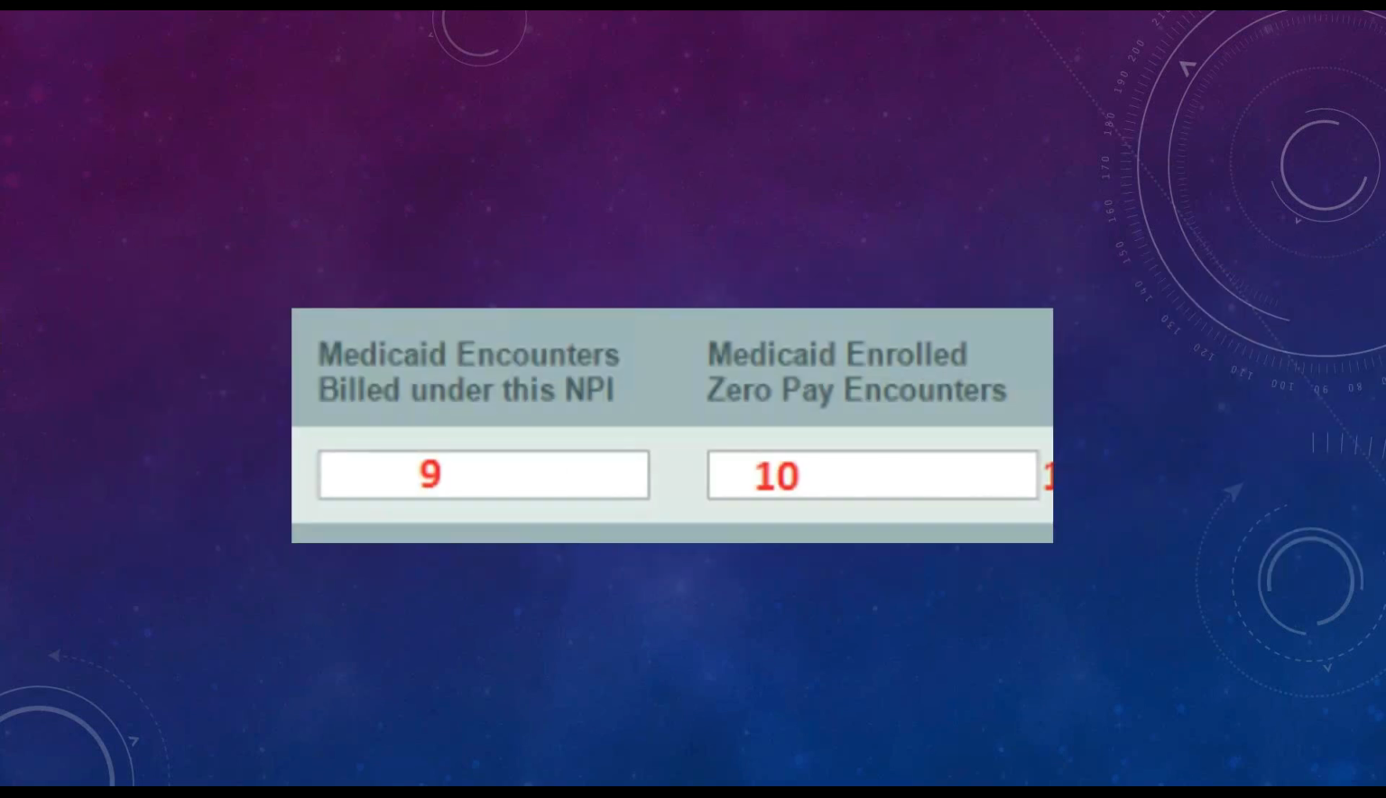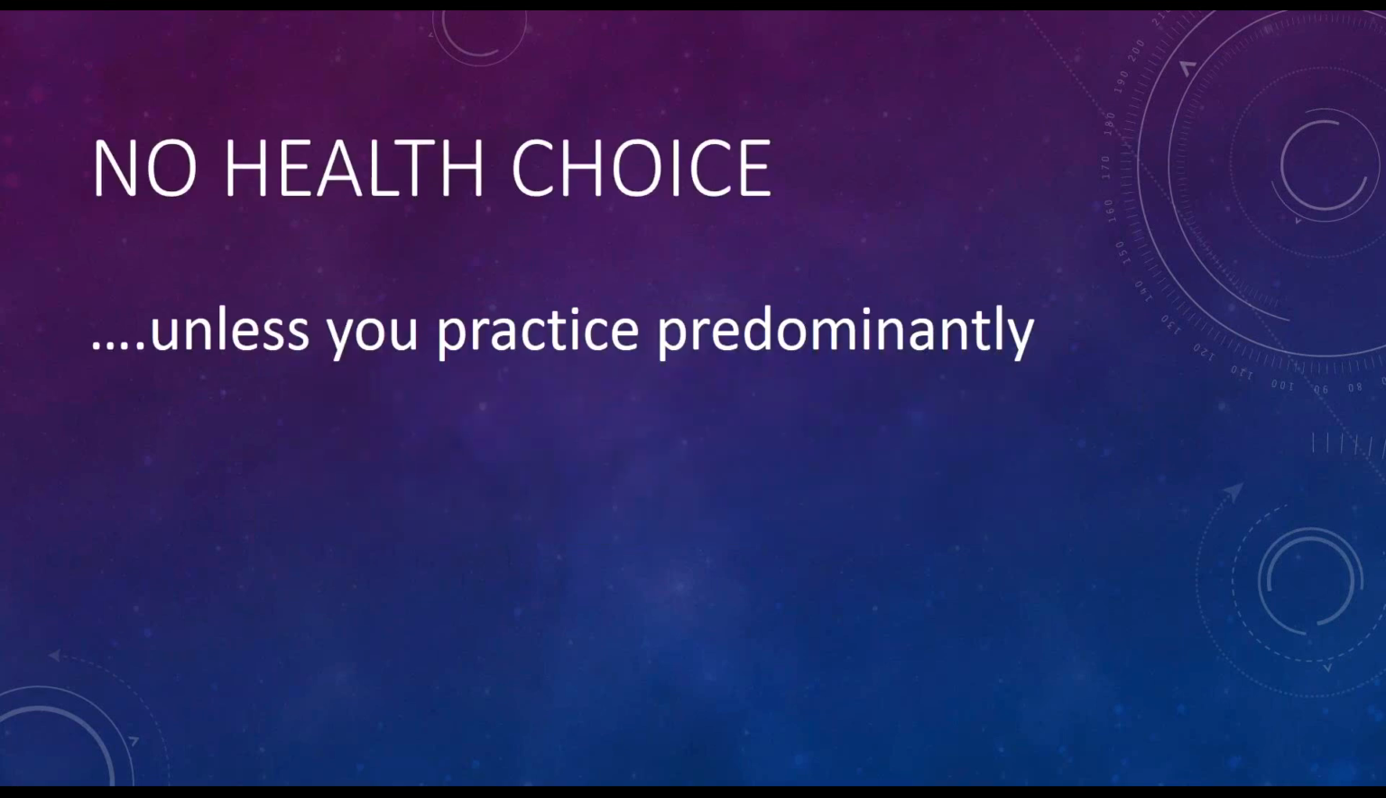When reporting Medicaid zero-pay encounters, be sure you break those out and report them separately from Medicaid paid encounters in NC MIPS. We verify the Medicaid paid portion of your numerator during prepayment validations. The zero-pay portion is verified only during post-payment audit. And health choice encounters cannot be included in your numerator unless you practice predominantly at an FQHC or RHC and are including them as needy individual encounters.